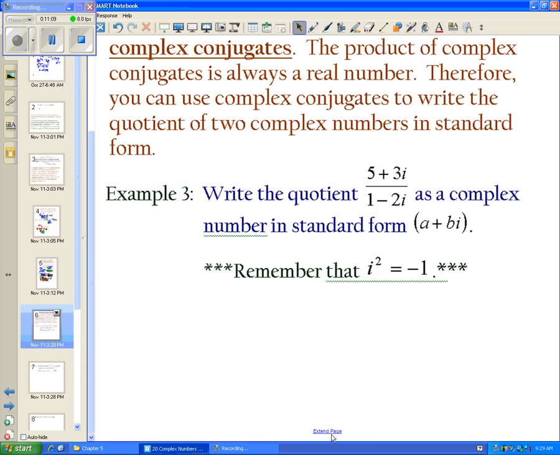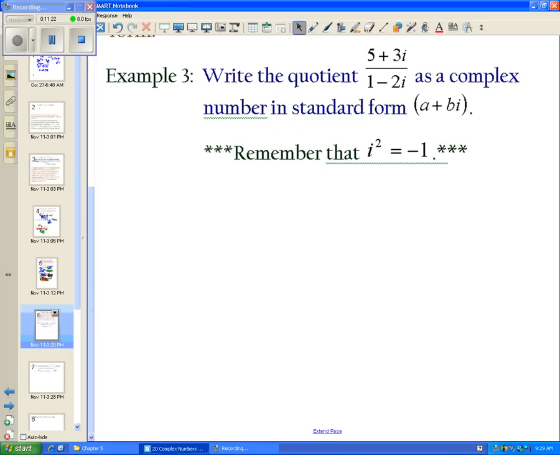Example 3. Write the quotient (5 plus 3i) divided by (1 plus 2i) as a complex number in standard form. Remember that i squared is equal to negative 1. Let's see what this does for us.